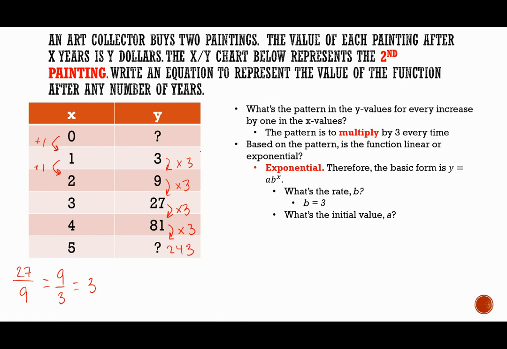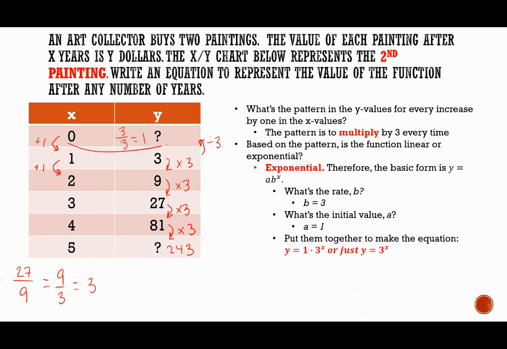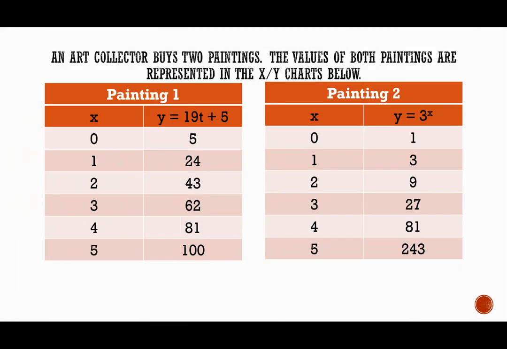Well, if I'm working backwards, then I would have to divide by 3. So what is 3 divided by 3? It's 1. So my initial value is the ordered pair when x is 0. So 1 is my y value. And I have my equation in the form y equals a times b to the power of x. And in this case, it's y equals 3 to the power of x.